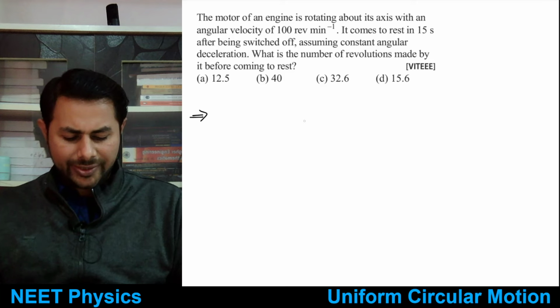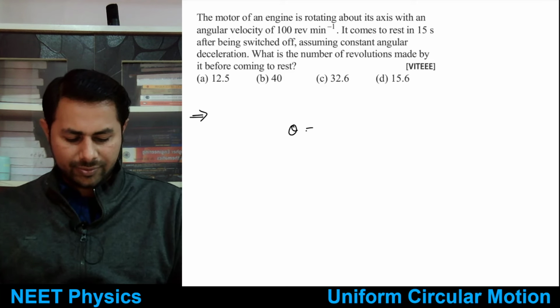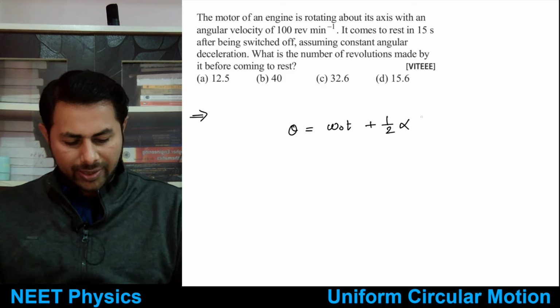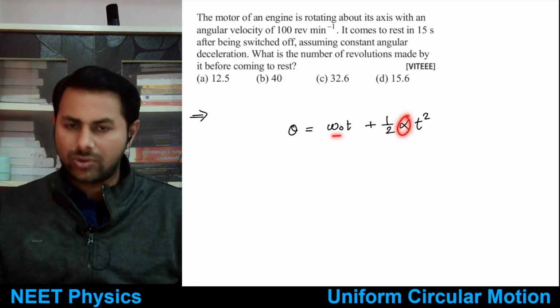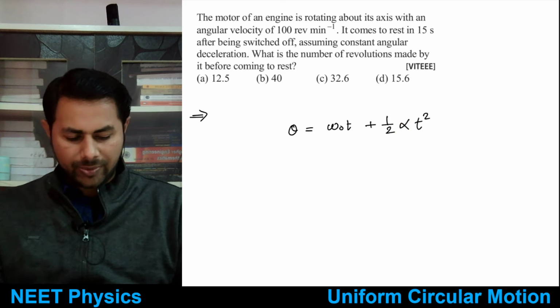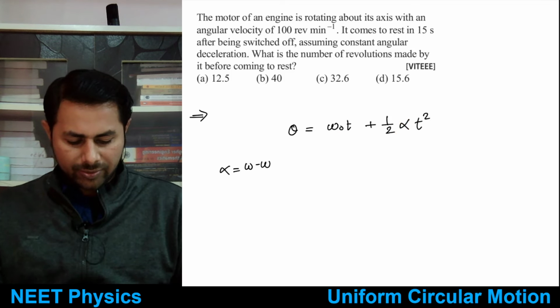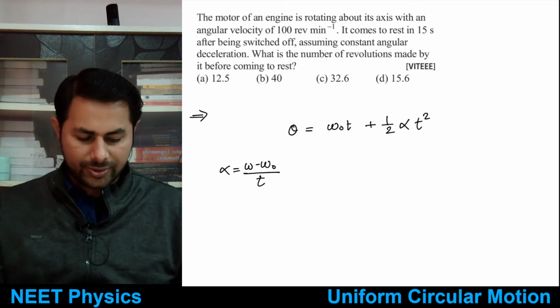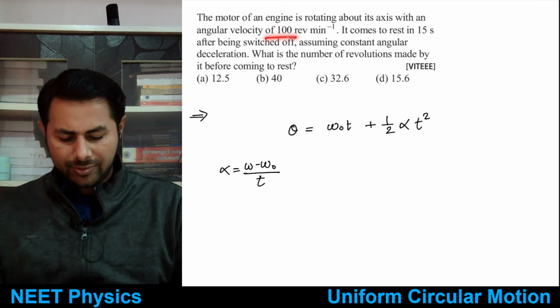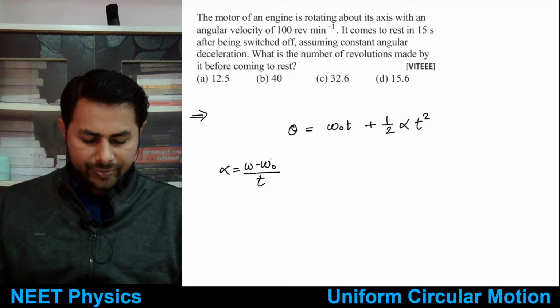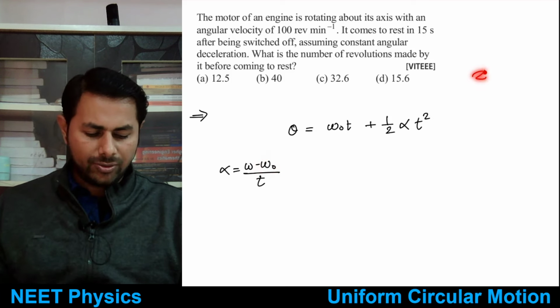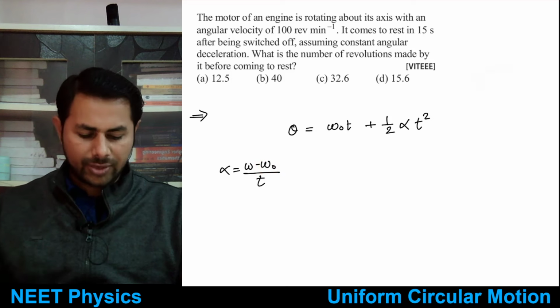So one way to solve is, see, theta is equal to omega naught t plus half of alpha times t square. So here you will need to find out alpha, and here you will need to find out omega naught, right? How can you find out alpha? Alpha is just omega minus omega naught divided by t. You can find it out. Omega is given, angular velocity is given in terms of revolutions per minute. So you can find out omega naught, which will be 2 pi n naught. So that is one way.